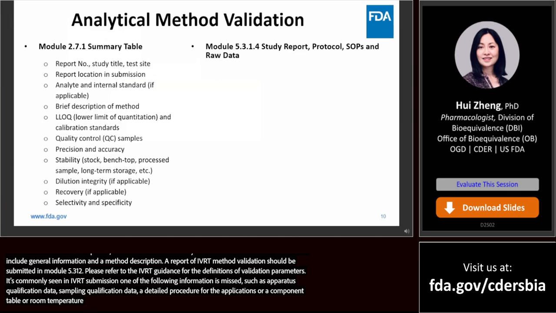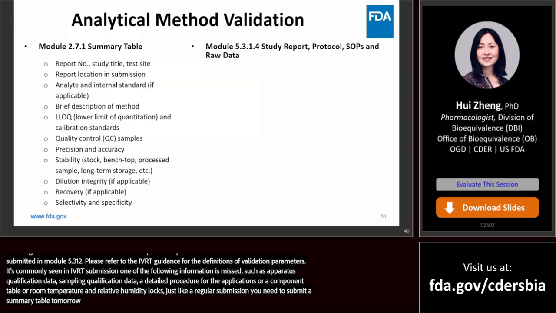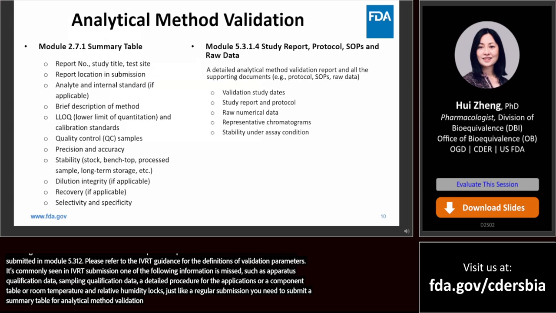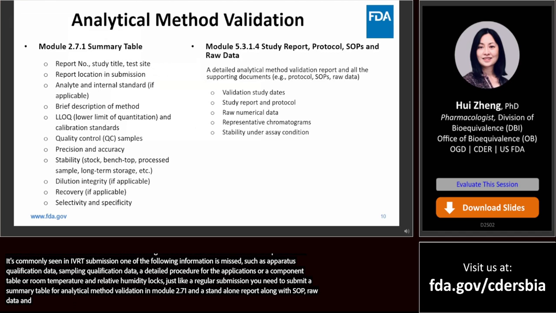Just like a regular submission for an in vivo bioequivalence study, you need to submit a summary table for analytical method validation in Module 2.7.1 and a standalone report for analytical method validation along with SOP, raw data, and the representative chromatograms in Module 5.3.1.4. I want to emphasize here, please do not forget the stability data under assay condition.